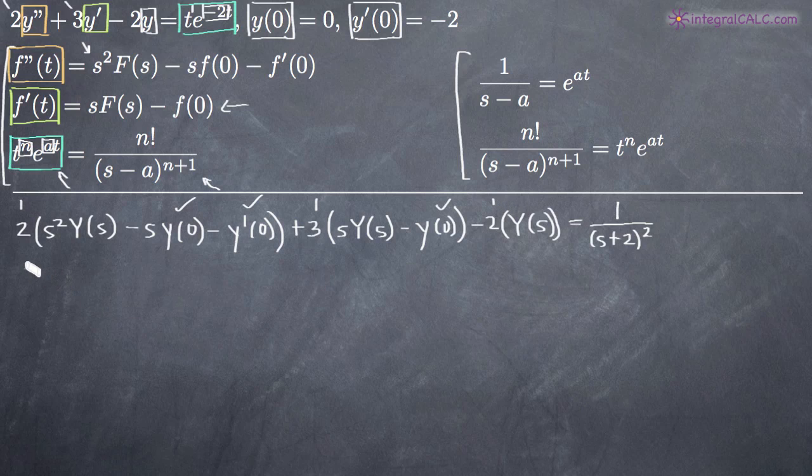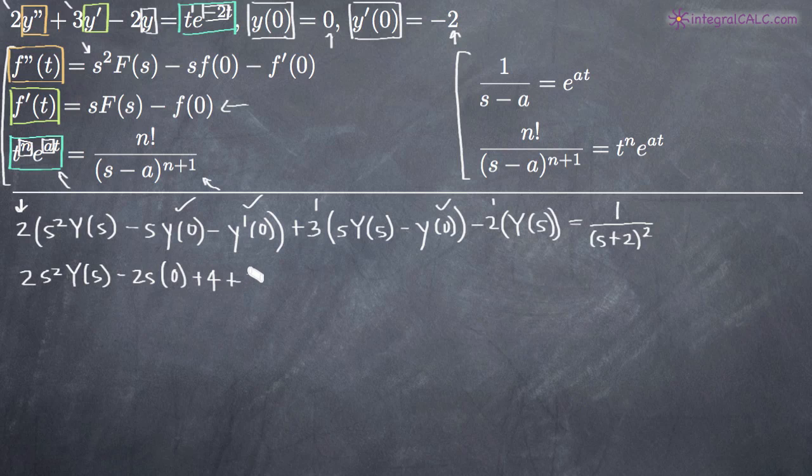So let's call this first term 2s squared times capital Y of s, minus 2s times y of 0, which we know to be 0. So we'll plug in a 0, minus y prime of 0, which we know to be -2. So we have minus a -2, which is going to give us plus 2, but remember, we're multiplying by the 2 out in front, so it's actually going to be a plus 4.